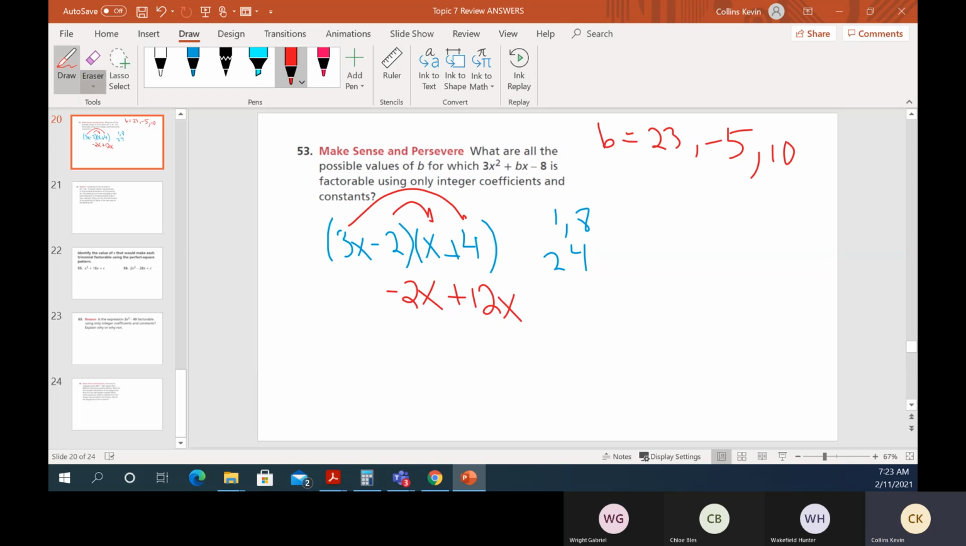Okay, so it looks like we'll have one more. Oops, I need to erase that. Hang on. That's better. All right, so the last possibility is switch these guys, right? So then we're going to put the 4 up front and the 2 here. So multiply these, we're going to get minus 4x, you multiply these, I get plus 6x, so it'll be 2x, 6 minus 4. So one last possibility is the b value could be 2.